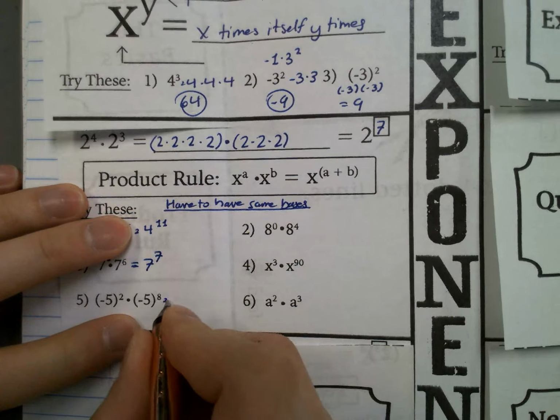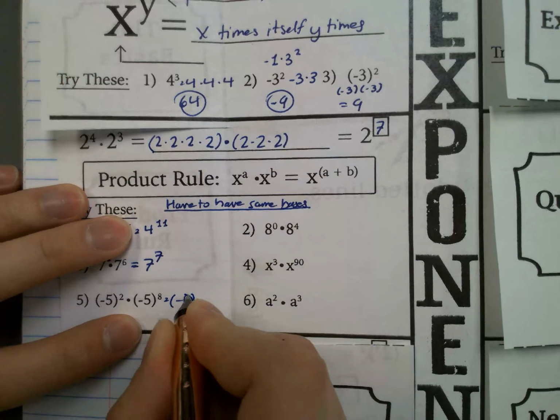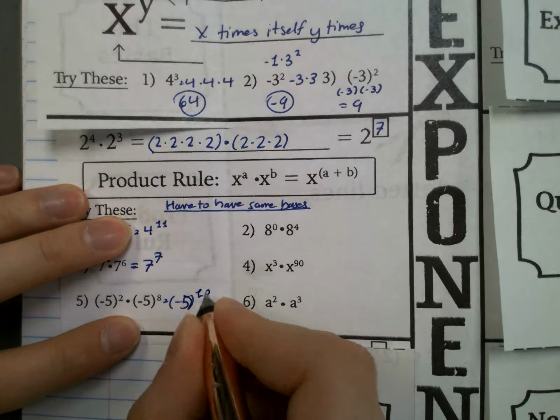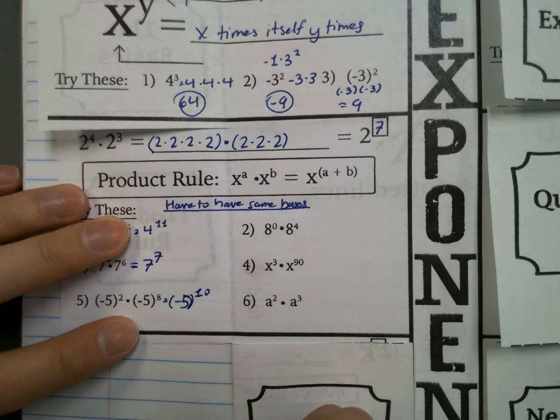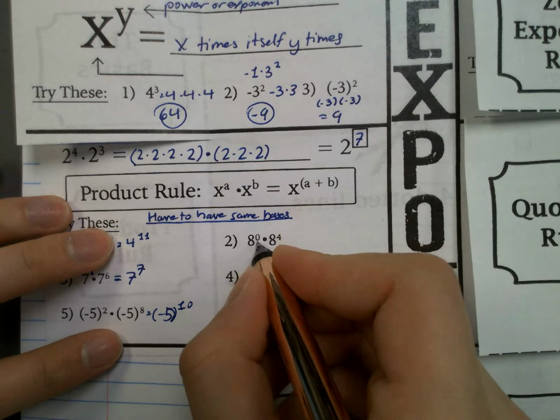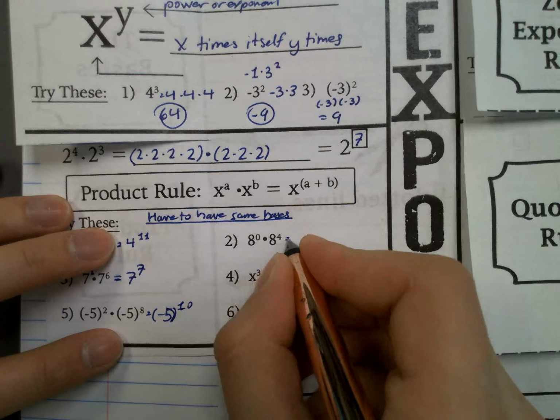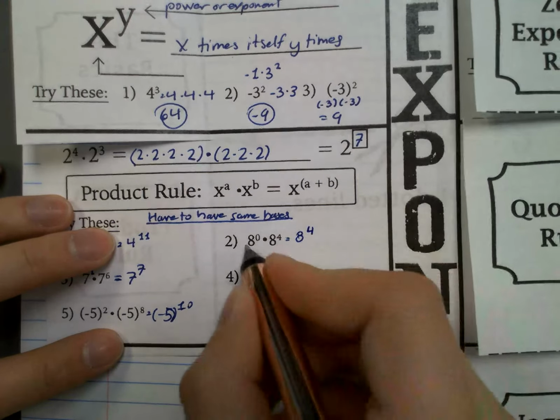Again, the -5 would stay in its parentheses. And we get 10 to the power 2 plus 8. If there's nothing there, that's just going to be 8 to the 4th. But I have a question for you. What is 8 to the 0?